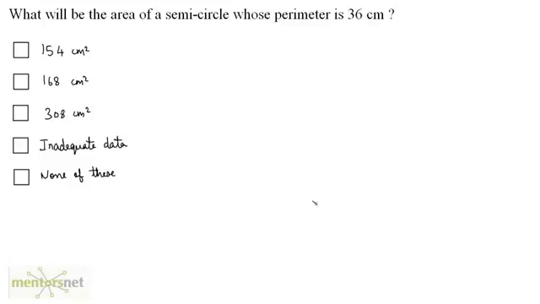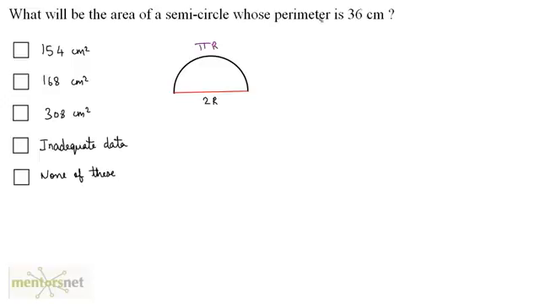What will be the area of a semicircle whose perimeter is 36 centimeters? So this is our semicircle. What will be the length of this red line? Well, that's the diameter. So twice r will be its length. Now what will be the length of this curved line, the black one? Well, that's half of the circumference of the full circle. So what is half of the circumference? That's 2 pi r divided by 2. So that is pi r.